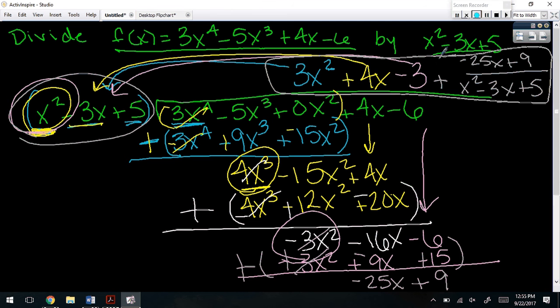All that work for that. So if someone said, what is 3x to the 4th minus 5x cubed plus 4x minus 6 divided by x squared minus 3x plus 5, you would say, oh, I know that. It's 3x squared plus 4x minus 3 plus negative 25x plus 9 over x squared minus 3x plus 5. I like it. Good.